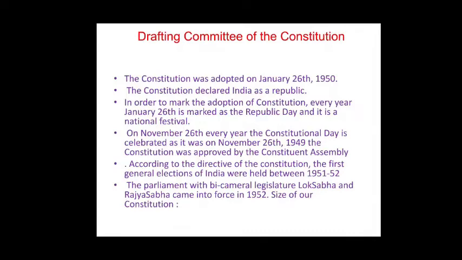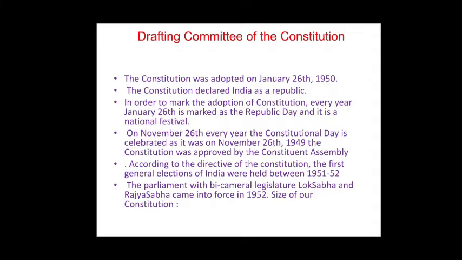So it is related to the issues of the country. It also created a drafting committee under the chairmanship of Dr. B.R. Ambedkar, who is also called the architect of the Indian Constitution. We know that the Constituent Assembly prepared the Constitution. Dr. Rajendra Prasad was elected as its president.